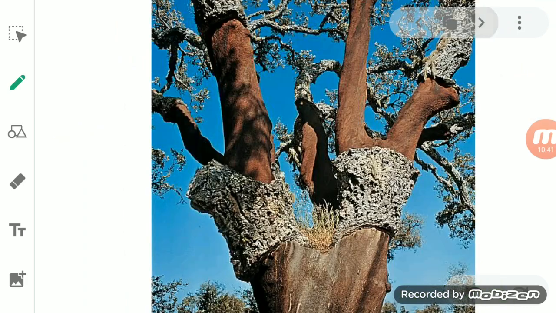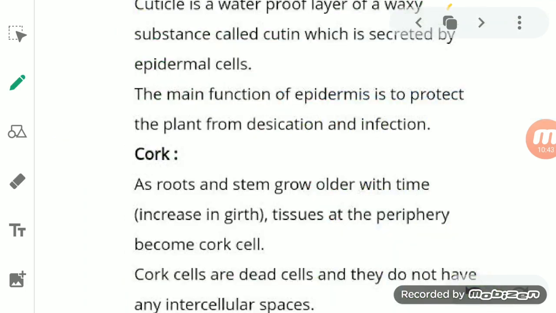Not only this, if we talk about another thing, the epidermis also has another outgrowth, and that is known as trichome. Trichome. This is another outgrowth.